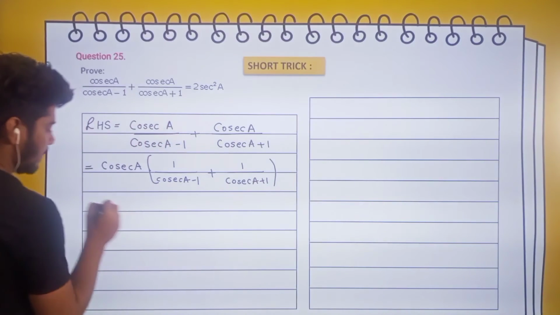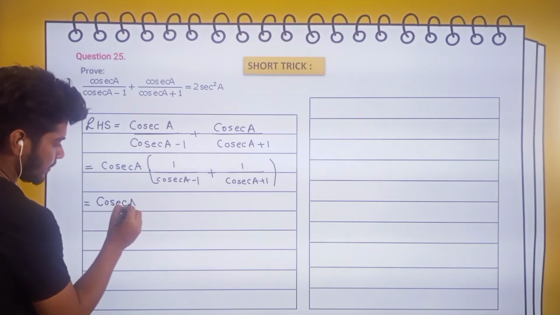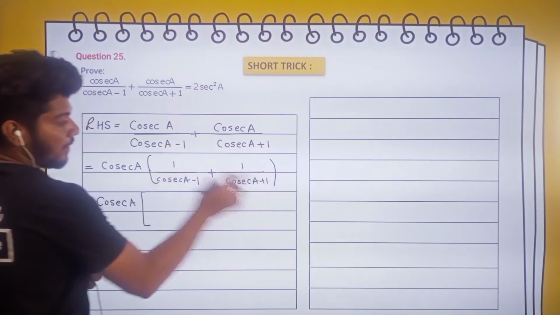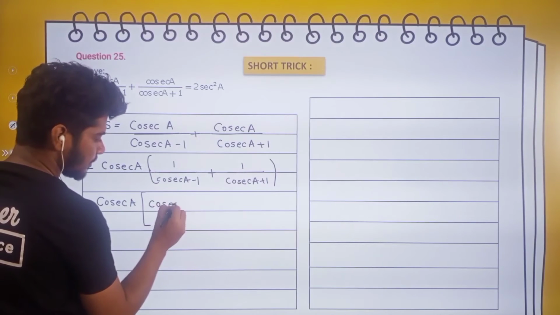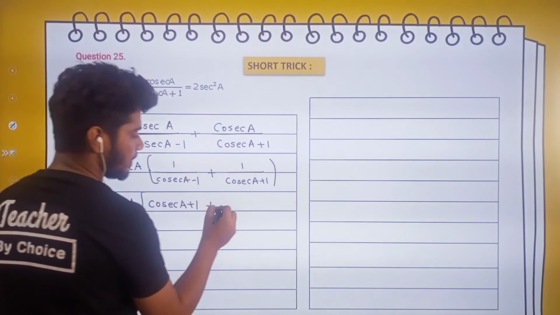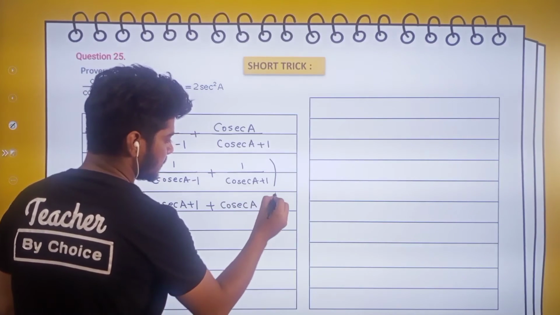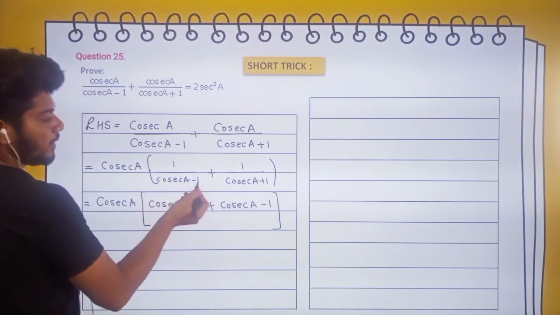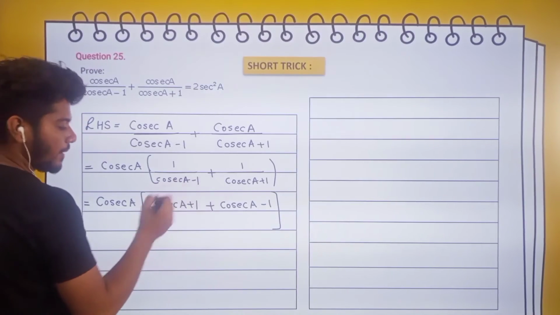Right, this will be equal to cosec A times, cross multiply करते हैं, cosec A plus 1 plus cosec A minus 1, whole upon, this is a minus b, a plus b. What is a minus b into a plus b? A square minus b square.